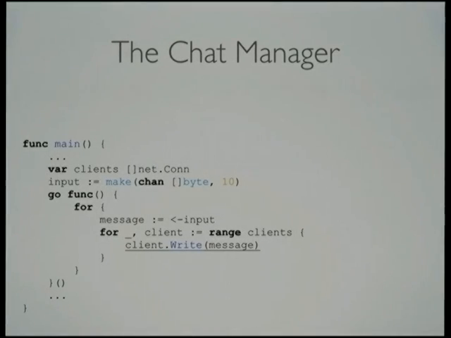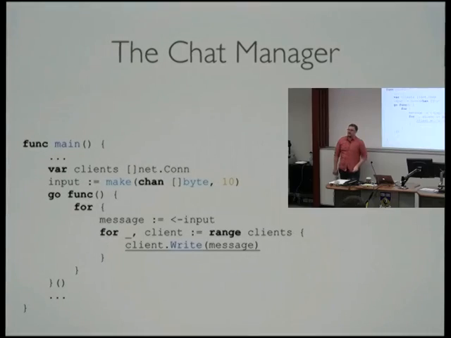But in this case, since we're doing it here for every client, this goroutine is running once globally because this is in our main function. We spin off this goroutine. It just loops on this channel, receives a byte slice, then loops over every connected client and writes that byte slice to those clients, and then goes back to reading on the channel. And this is all blocking. This blocks and that blocks.